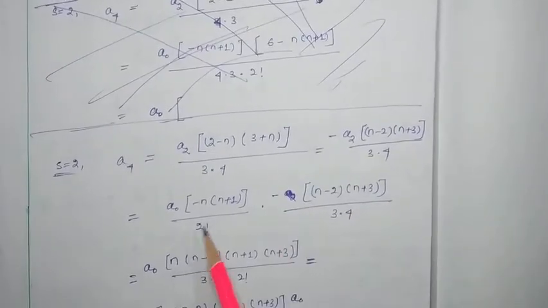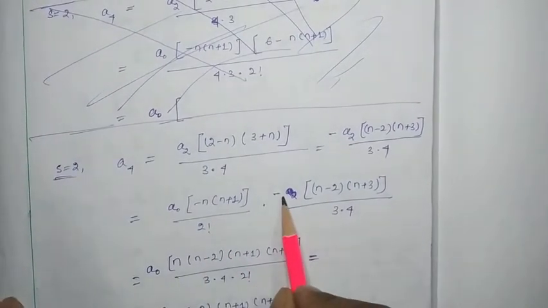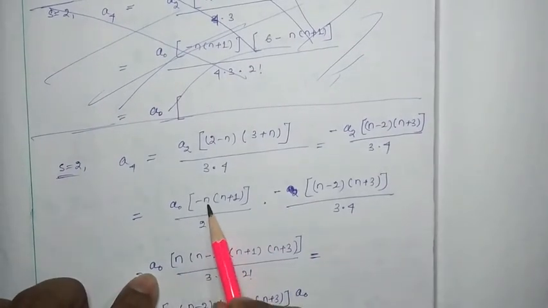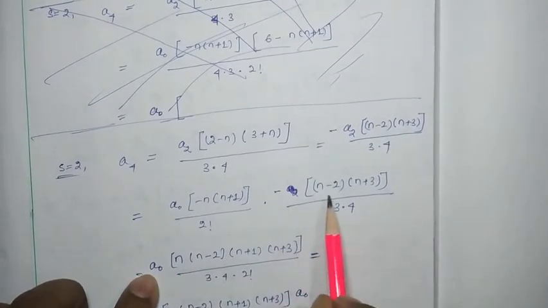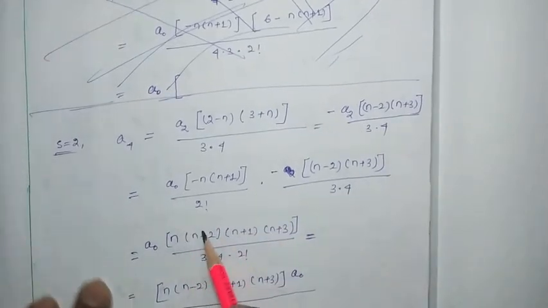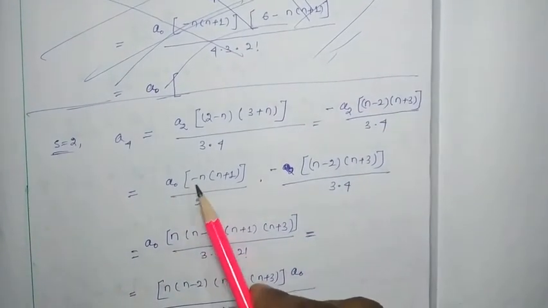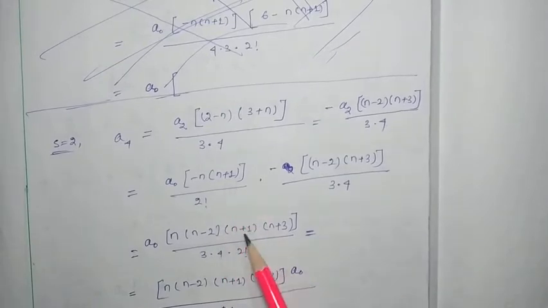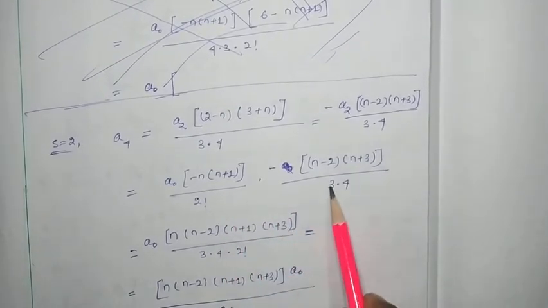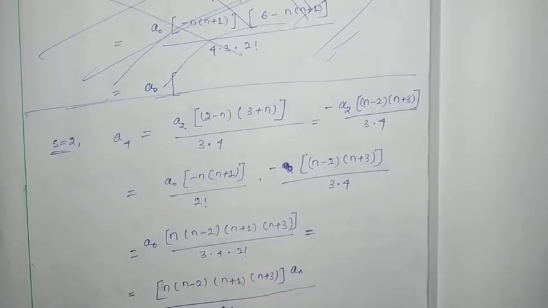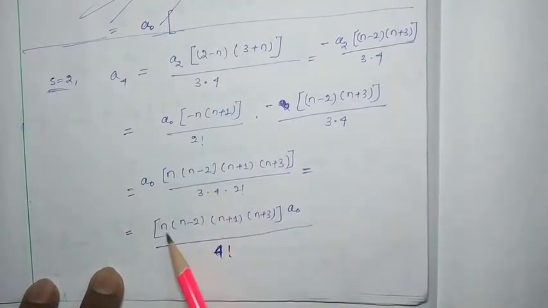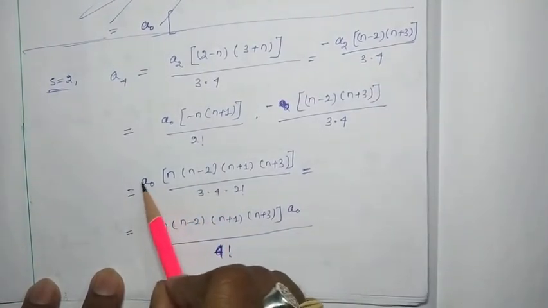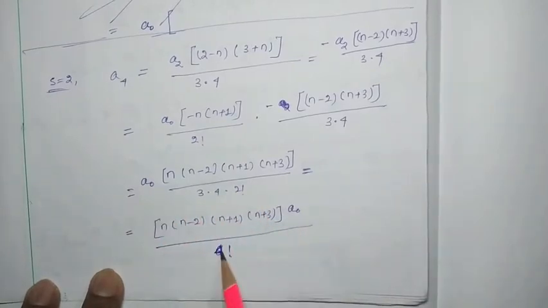Okay, now this is the minus and minus plus. So a0, you can see n into n plus 1, the n minus term we have to write first, then the n plus terms. So n into n minus 2 into n plus 1 into n plus 3 divided by 4 into 3 into 2 factorial, or the so-called 4 factorial. So you can write also n into n minus 2, n plus 1. This a0 I have written over here. Okay, so 4 factorial. This we found as a4.